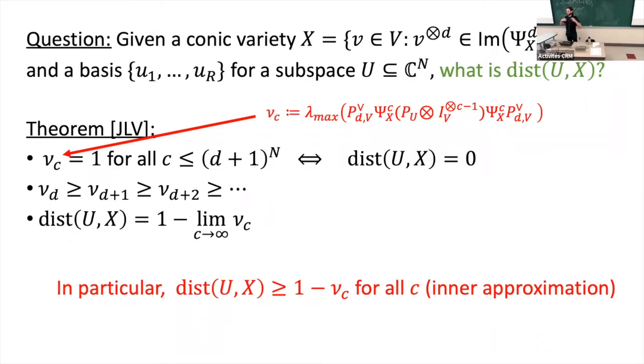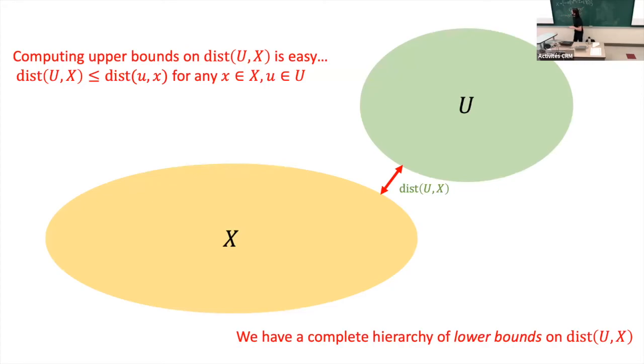Similarly here, we're not looking at the elements. There are many algorithms that compute upper bounds on the distance by finding an element of U and an element of X and computing the distance between those 2. That gives you an upper bound. What's different about our algorithm is that we have a hierarchy of lower bounds on the distance. So we can't look at elements of X and U. We really have to look in the dual picture.